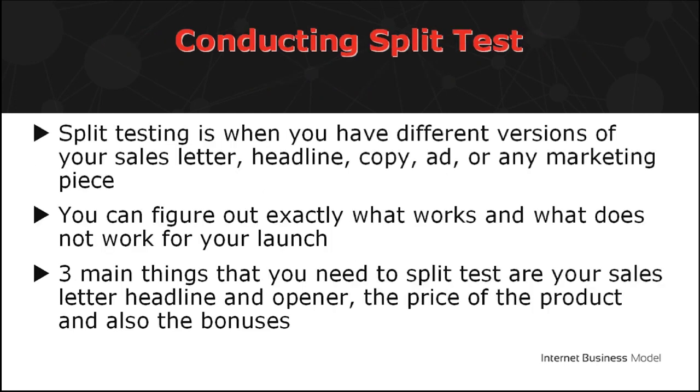Next is conducting split tests. Split testing is when you have different versions of your sales letter, headline, copy, ad, or any marketing collaterals. The way it works is traffic coming to your site is split evenly to the different versions of the sales letter or video. When you conduct controlled tests and gather empirical data, you can figure out exactly what works and what doesn't work for your launch. The three main things you need to split test are your headline, the price, and also the bonuses.